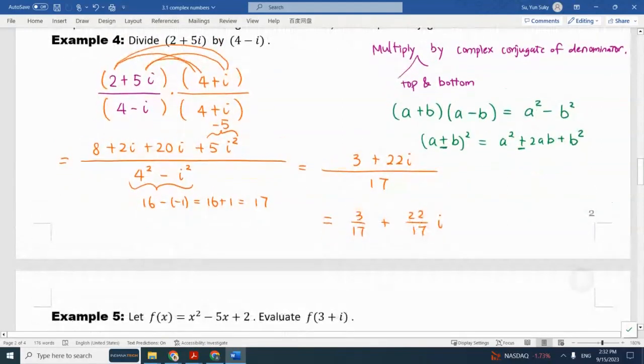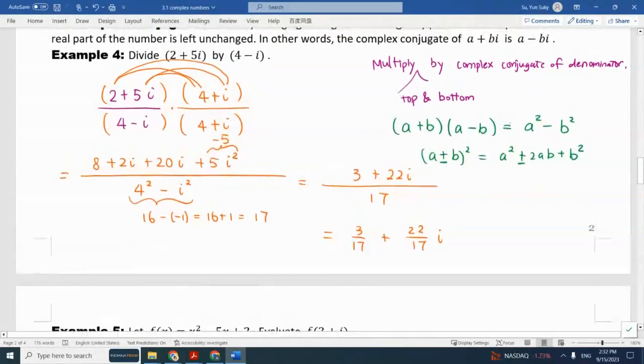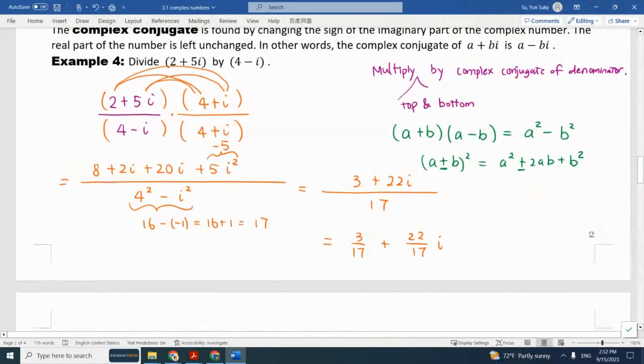Before we get into the next example, I want you to do more exercise. Let me just make up something. Okay, so 7 minus 3i divided by 2 plus 5i. Do that on a piece of paper, or if you have some room somewhere on your worksheet, do this.